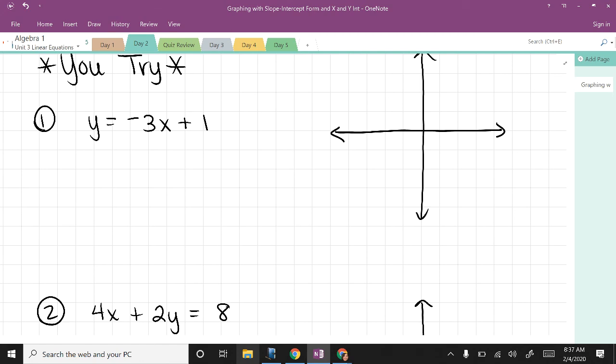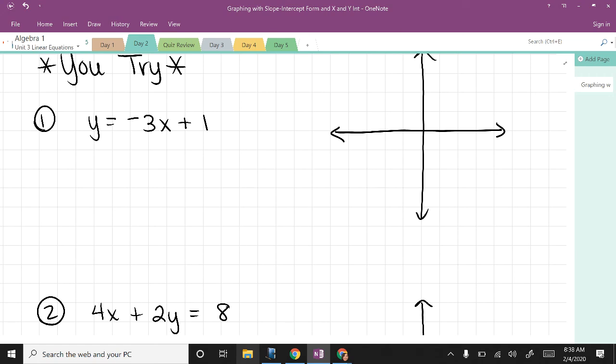-37. It won't work. Go right to binomials, split the middle term. Two binomials. So I'm going to have x minus 3 and x plus 7 equals 0. Now it is completely factored. Yes, it is. So we're going to take each binomial and set it equal to 0.